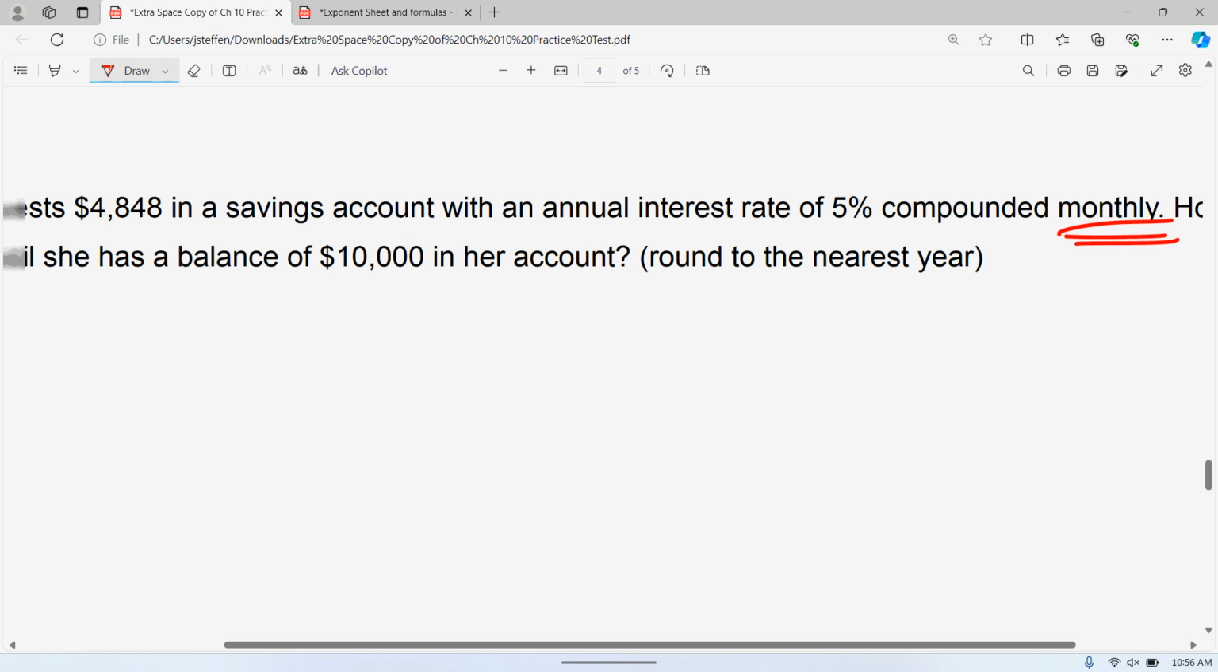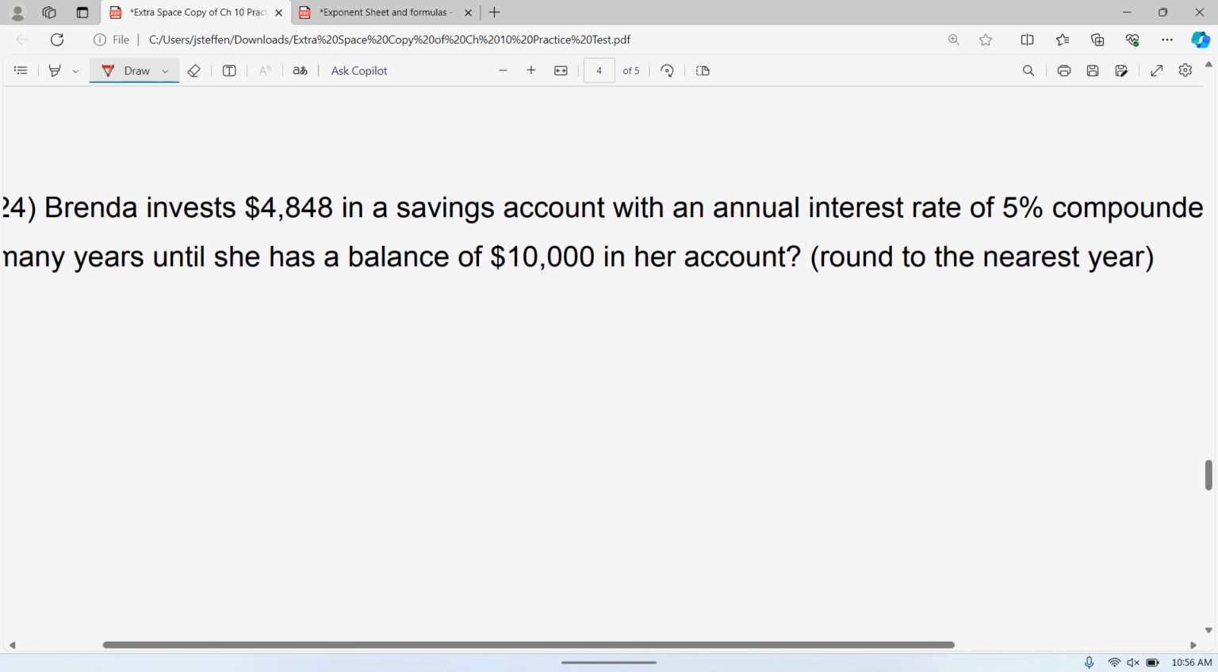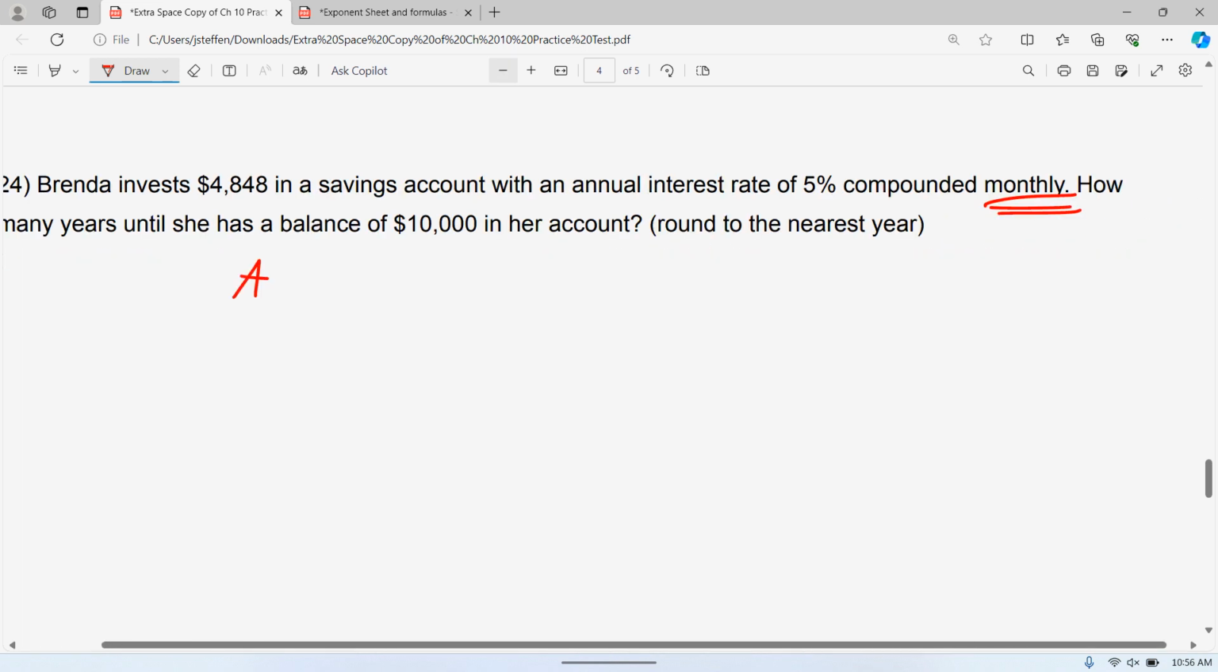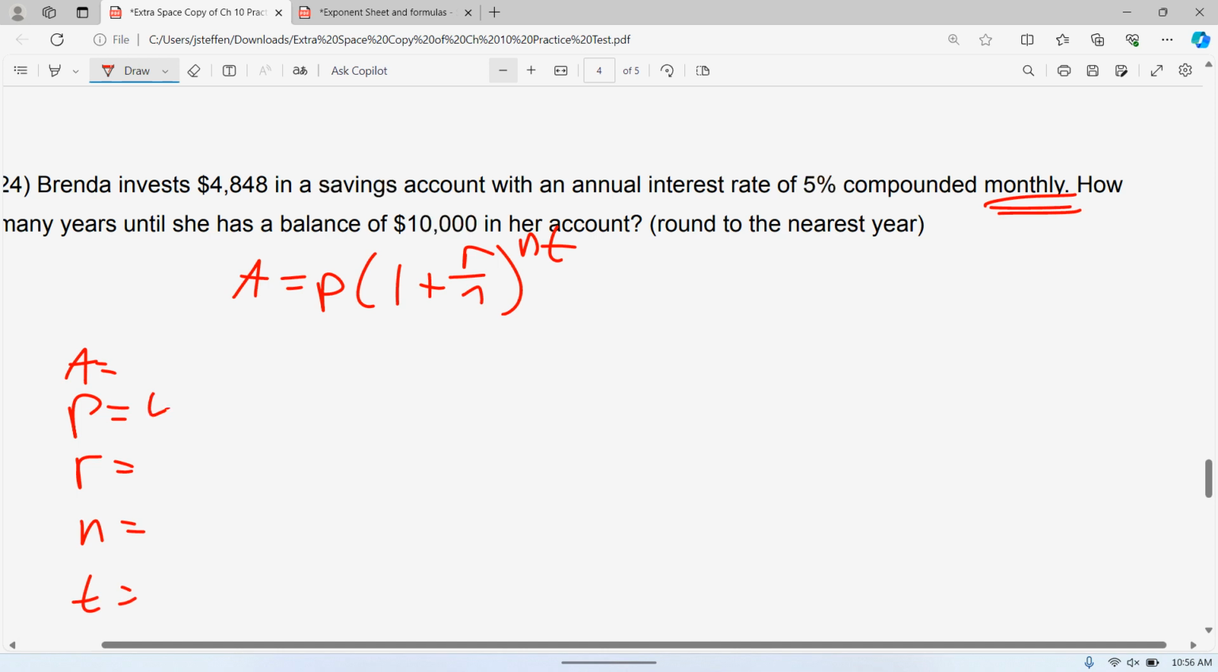A is equal to P(1 plus r) raised to the n times t. And again, our variables: we have A, P, the starting amount is 848. My rate is 0.05. That's great. It says compounded monthly, so monthly, 12 times a year. And how many years you're going to put it in, that they don't tell us. Plus the final amount of 10,000.